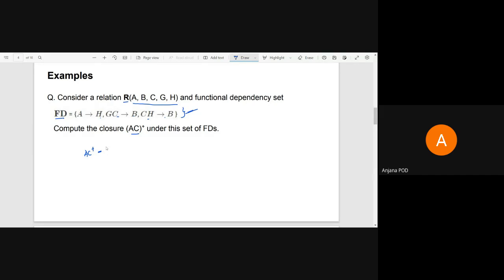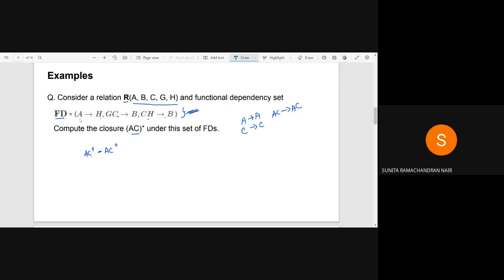Remember from the reflexivity rule that if the right hand side is a subset of the left hand side, then it holds, it satisfies the reflexivity rule. And AC will obviously determine itself. A will always determine itself, C will also determine itself, and AC will also determine itself. So we get AC. Then we will check what A or C or AC is determining from the functional dependency set.